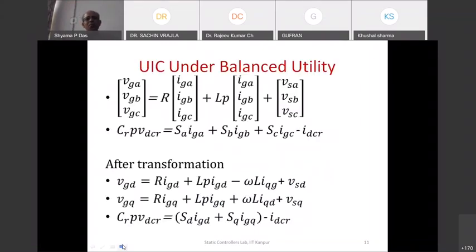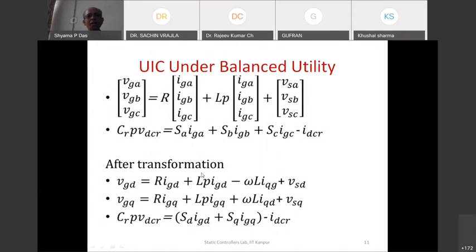Now that you know our original equation, we have the interface with the grid. VGA is the grid voltage, IGA is the grid current or the utility current, R is the resistance, and L is the inductance. So we have a simple equation: the grid voltage is equal to the drop across the resistance plus the drop across the inductance. This small p represents d by dt, so it's basically a derivative operator.